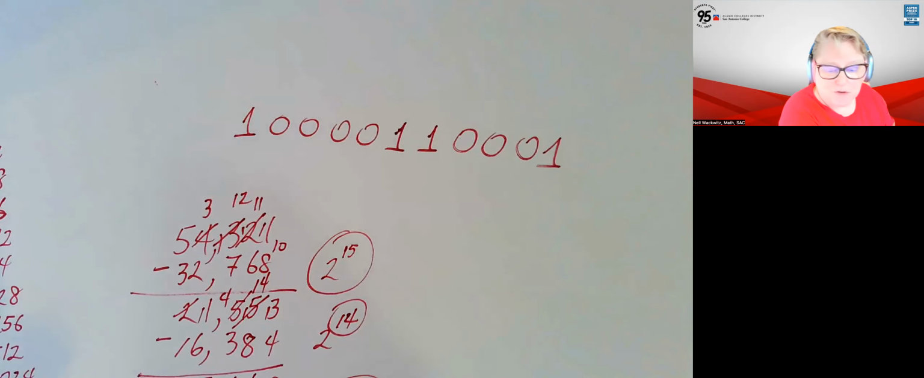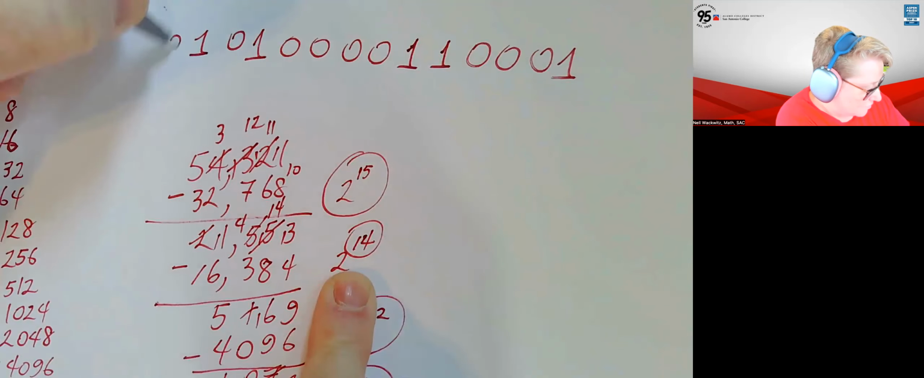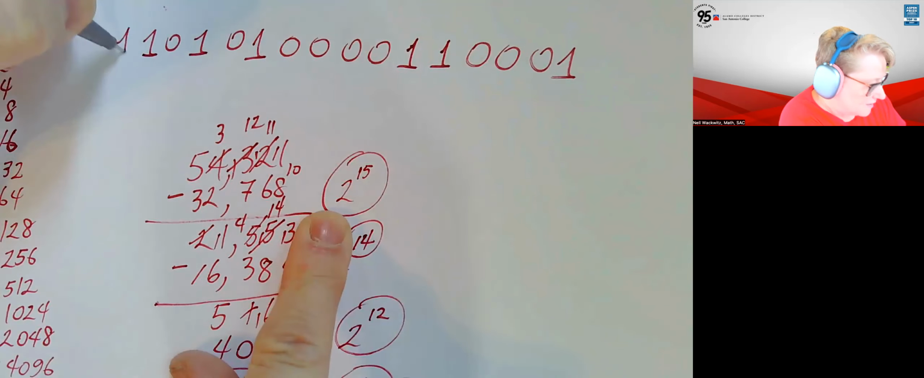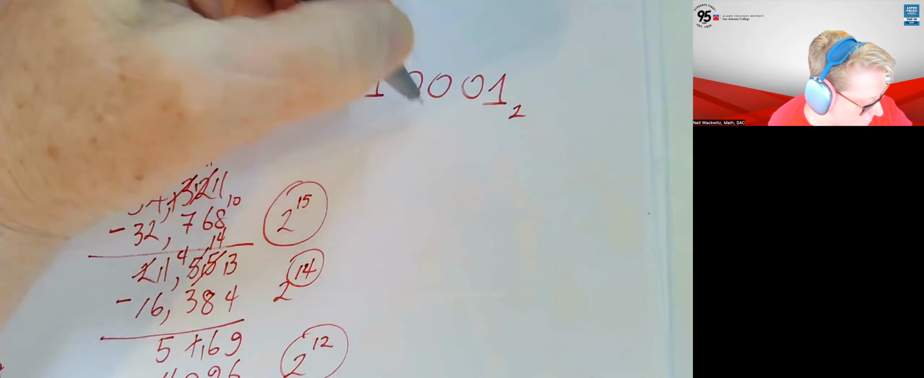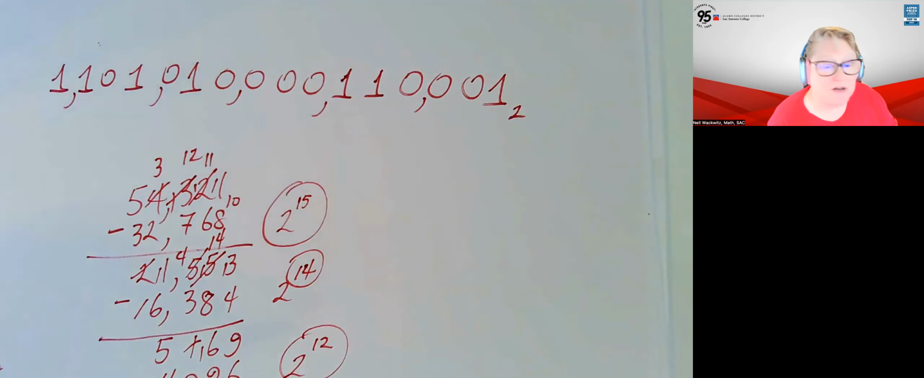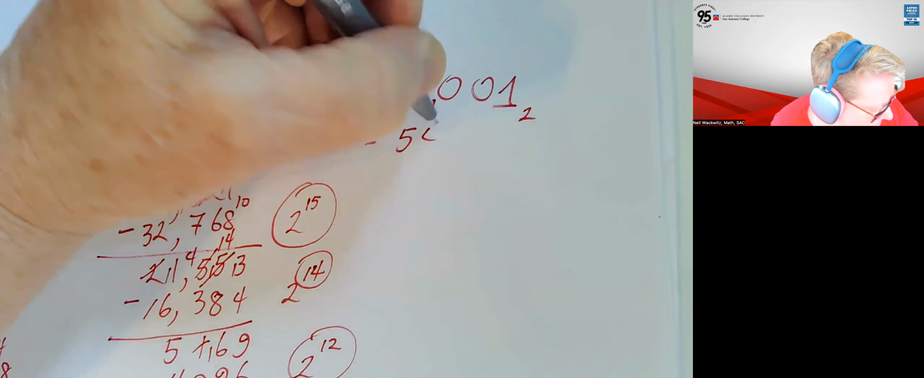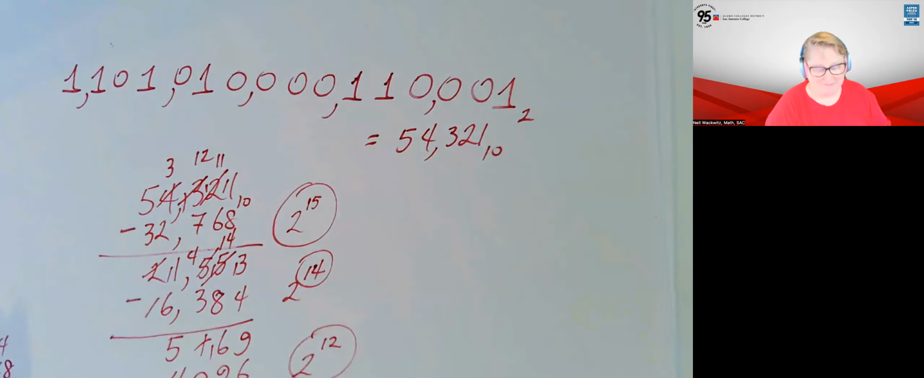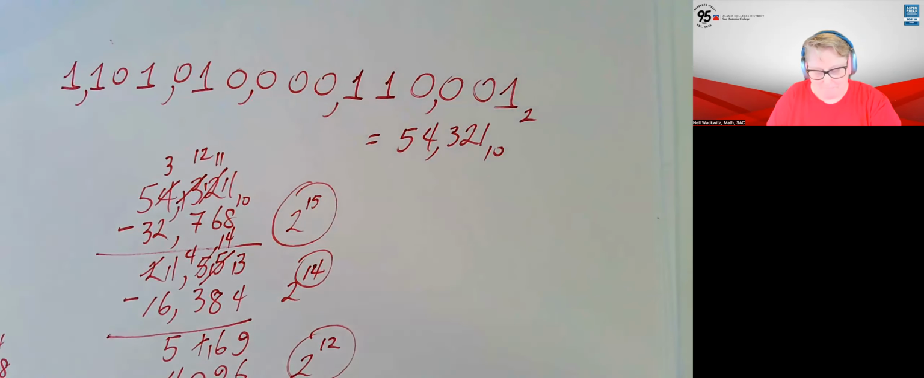And then our next one is the 12th place. So 0, 1, and then the next one is the 14th place, and then the 15th place. So this long number, base 2, is equivalent to 54,321 base 10. Awesome. Let's see where we are.